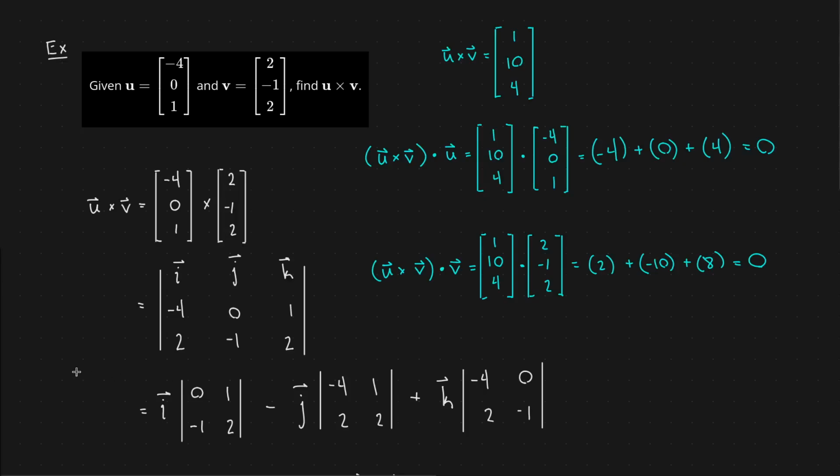Let's take one more look at this example. Now, we found U cross V. What I'd like to do now is find V cross U. What happens if we flip the order of the vectors here?